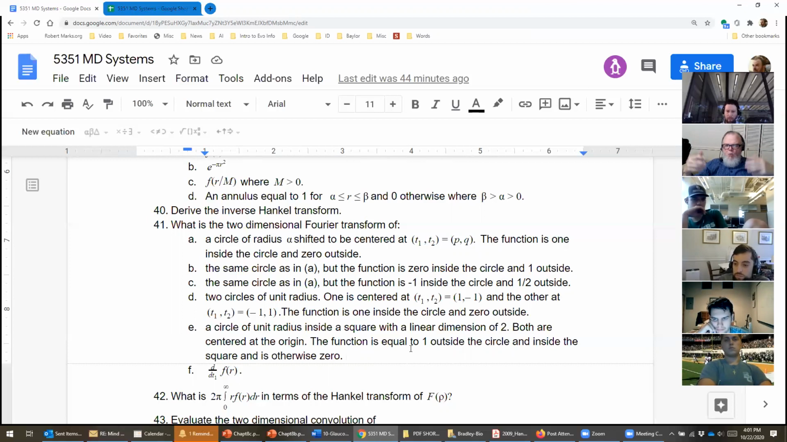We started to get on a roll here as far as how you do this. Okay. So it would be roughly what form? It'd be a sinc minus a jinc, wouldn't it?